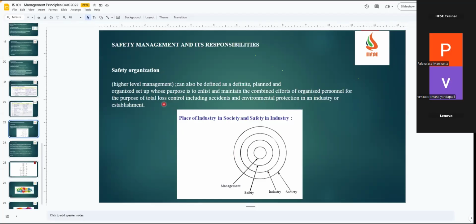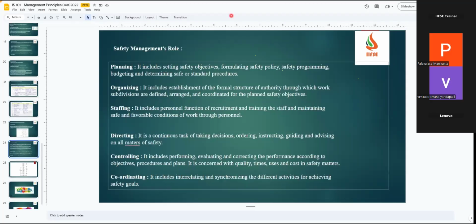That is the main purpose of the safety organization, where all your safety systems come in, audits come in, inspections come in, trainings come in, on-site emergency plans come in. Your monitoring, everything will be there to control the total loss. When you talk about safety management, you will again have similar roles like planning, organizing, staffing, directing, controlling, and coordinating.